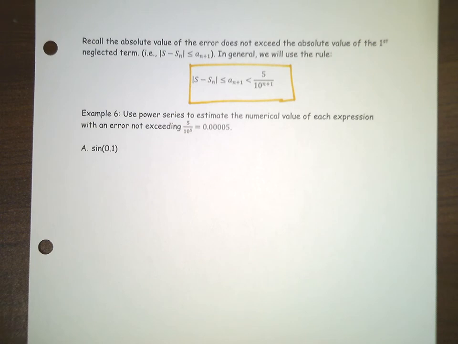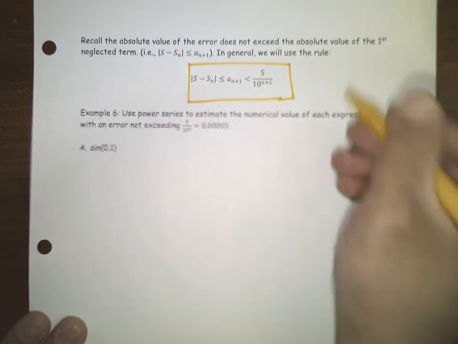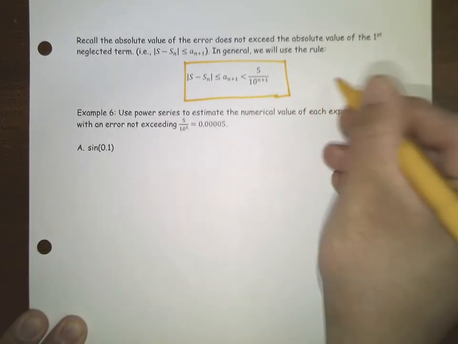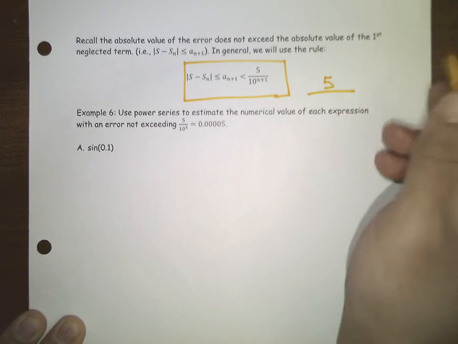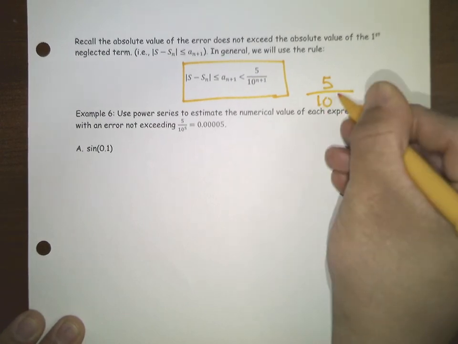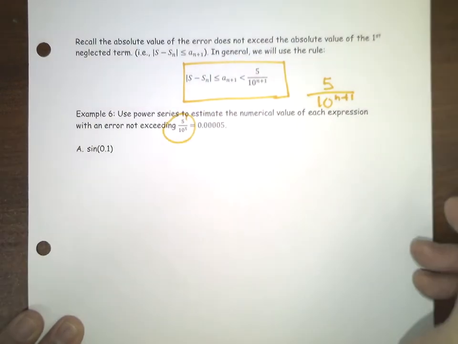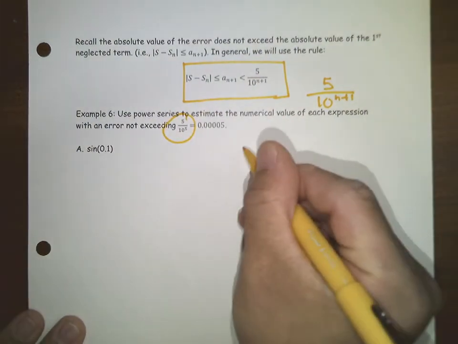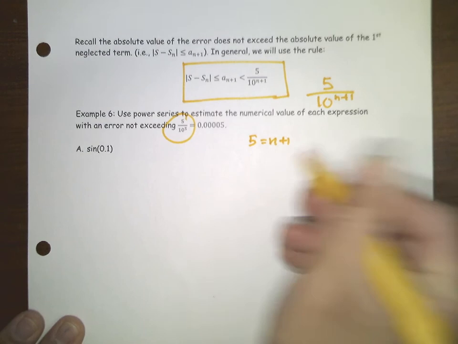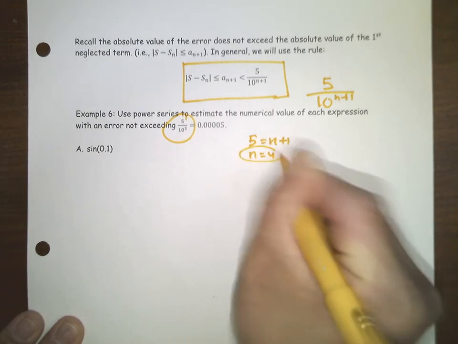So that means, well, what do we want to do here? Well, here we go. All right. So if this is 5 over 10 to the n plus 1, and this is 5 over 10 to the fifth, then that means 5 is equal to n plus 1, and so we need n equal 4 terms.